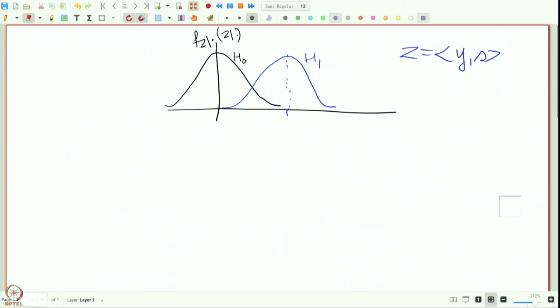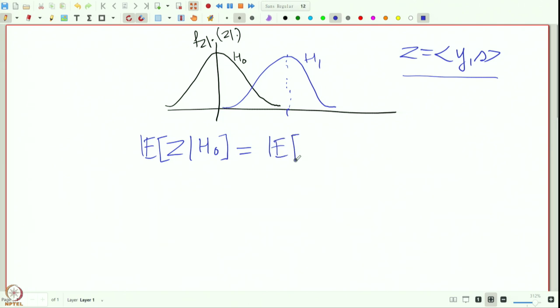Okay. Our definition is Z is the inner product of Y comma S. So this Z is a random variable. Why? Because it is dependent on N. So now let us say the expectation of Z given H0. What does that mean? Under H0, what is the value of Y? Under H0, Y is just N of t.